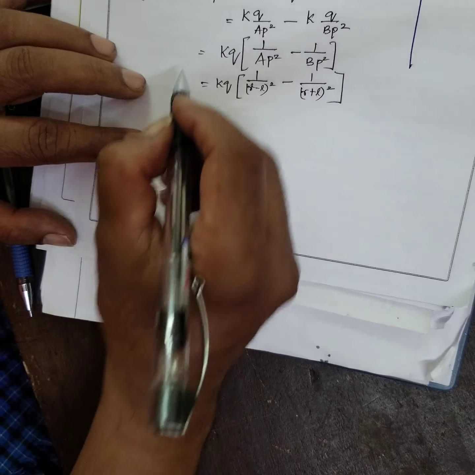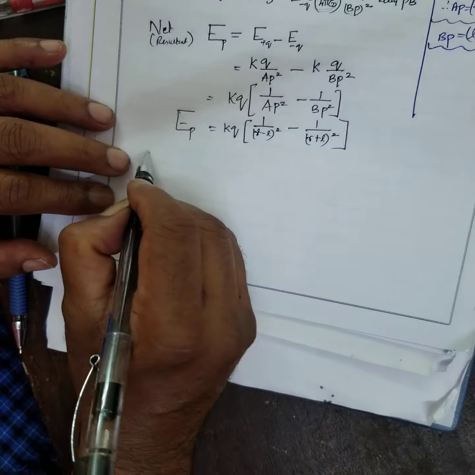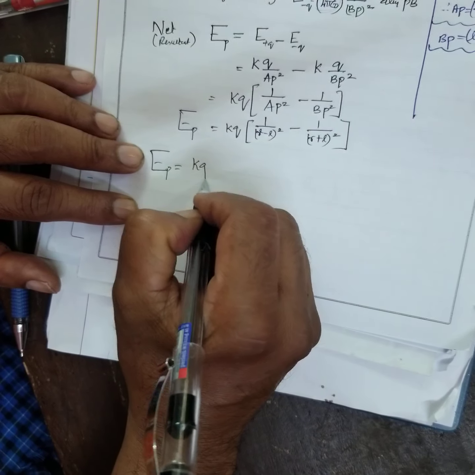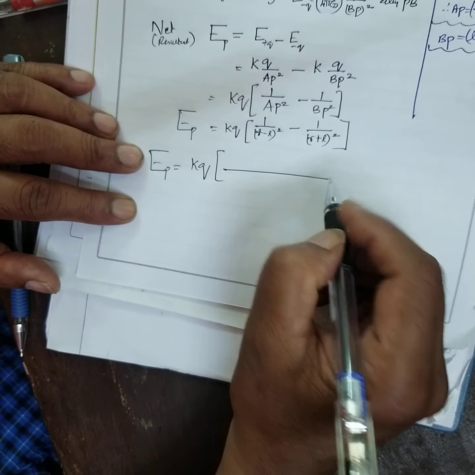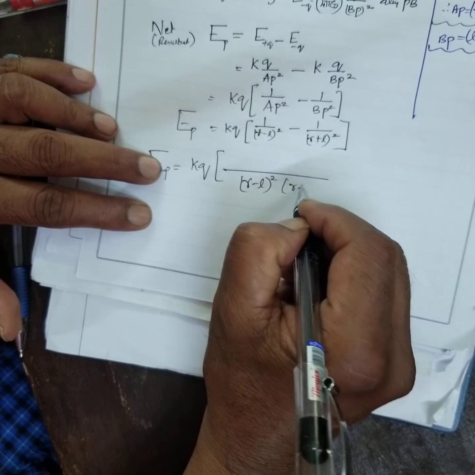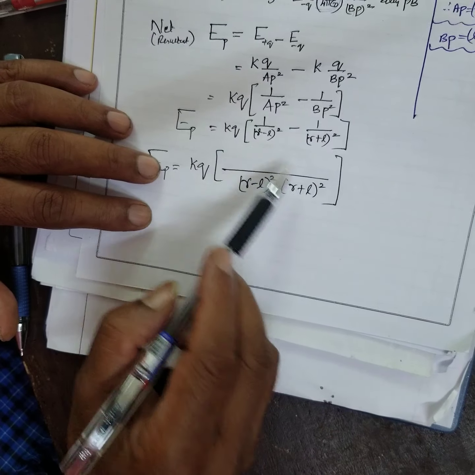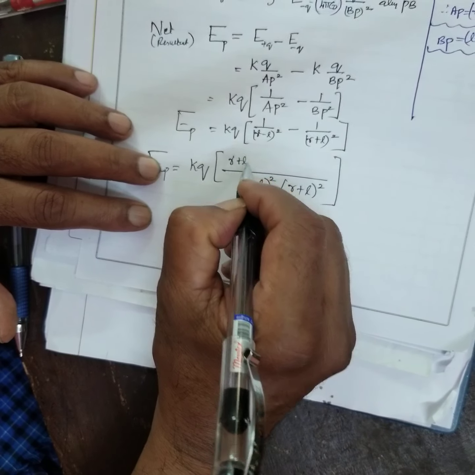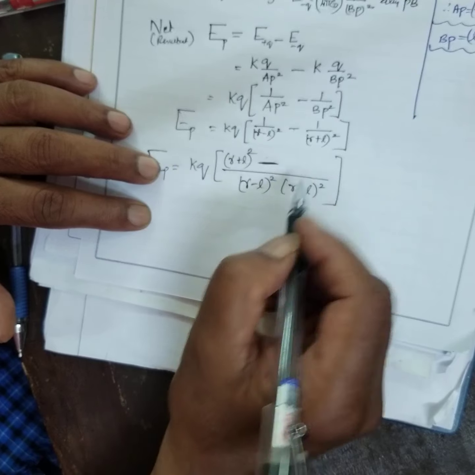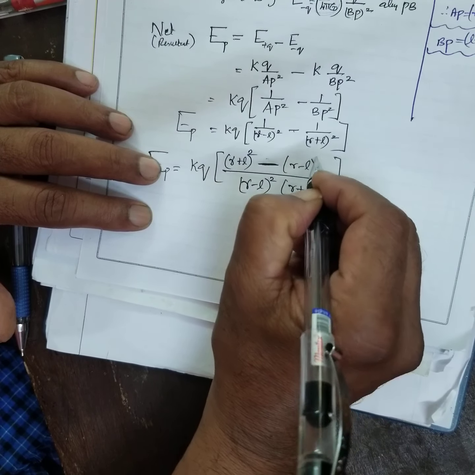Now, this is the resultant field. Then EP is equal to KQ, take the LCM, (R minus L) whole square, (R plus L) the whole square. Now both of these get cancelled. You will get (R plus L) the whole square. You write this minus sign. This minus sign is again, these both get cancelled, (R minus L) the whole square.